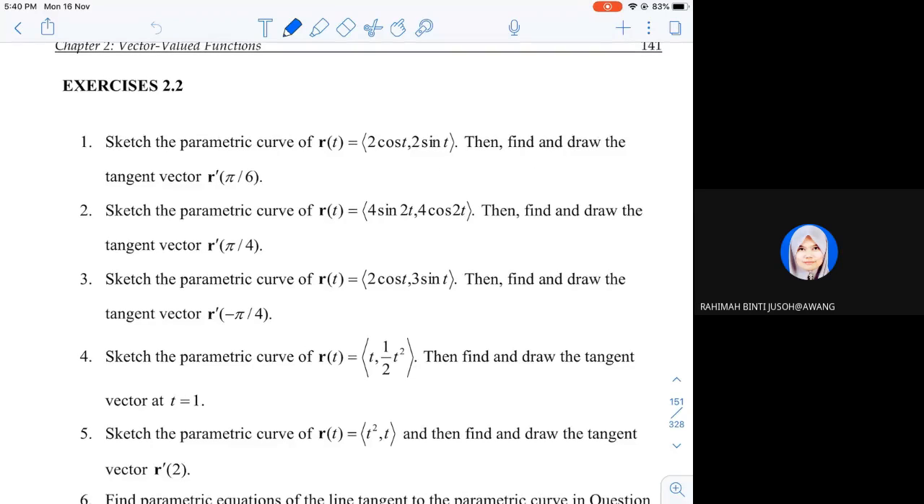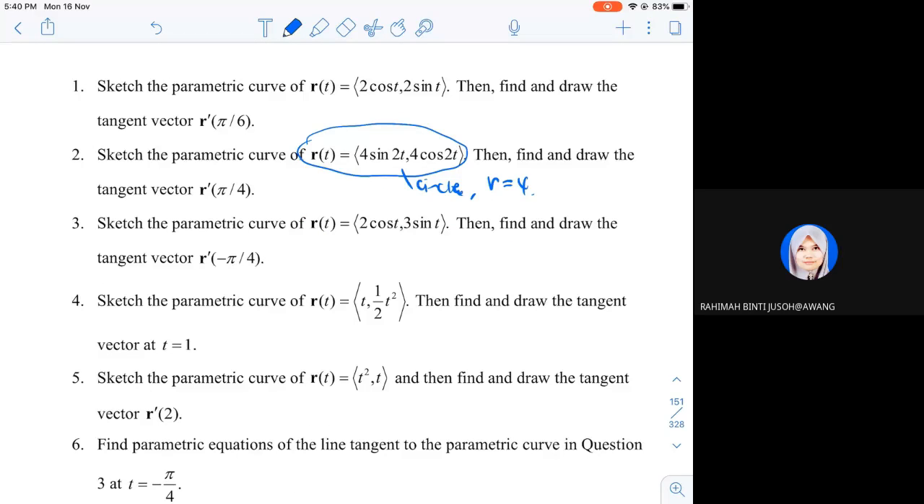How about question 2? Ni bentuk apa ni guys? Square, circle. Circle kan? Okay, circle dengan radius berapa ni? 4, okay. R equals to 4. Yes, also a circle. Okay, nombor 2 senang je. Okay, how about this? Question number 3.